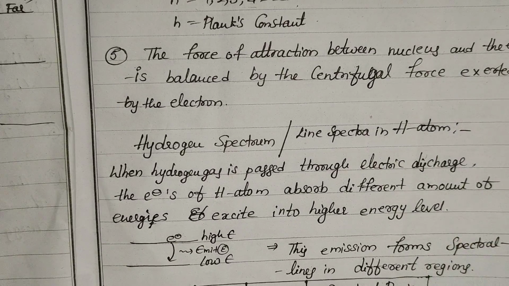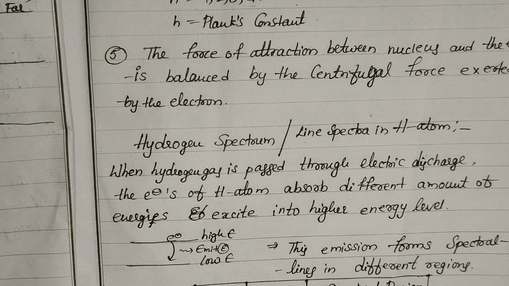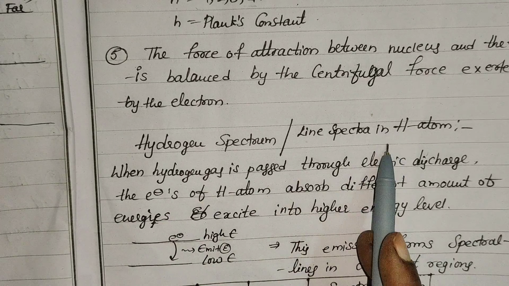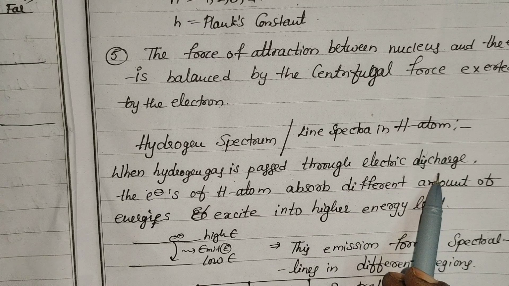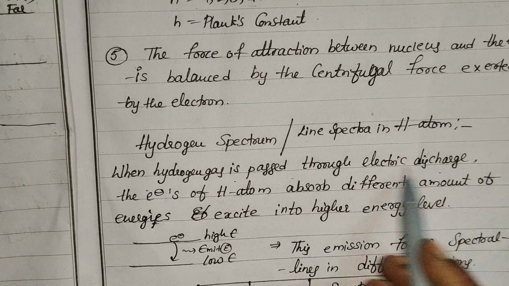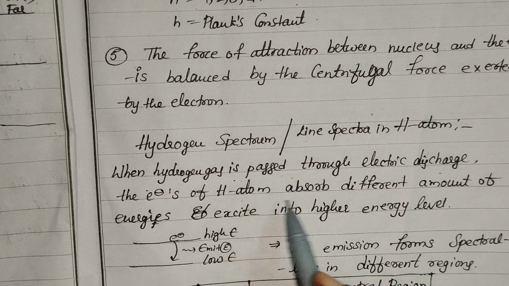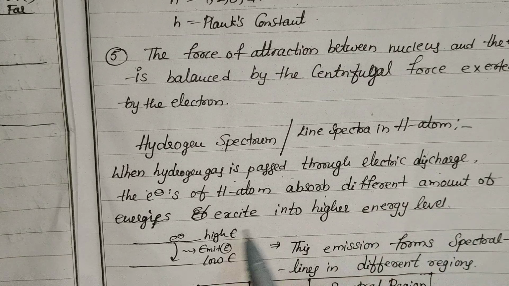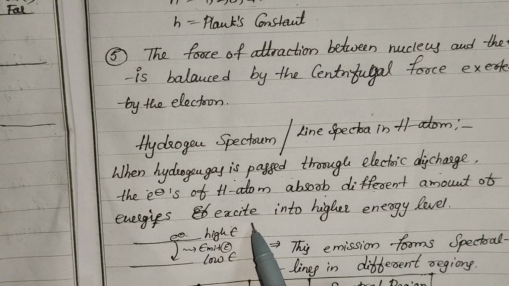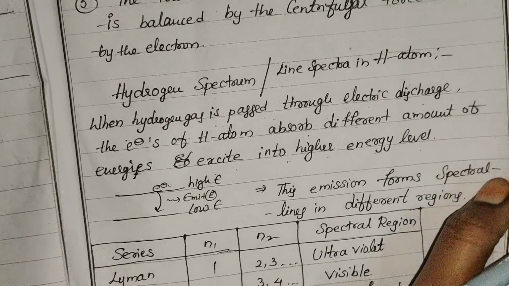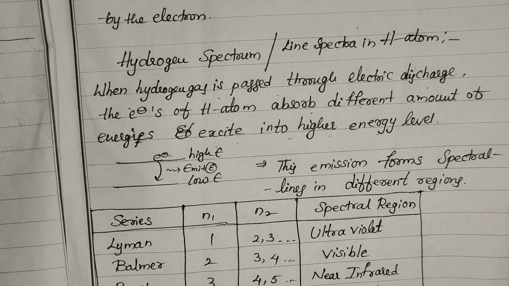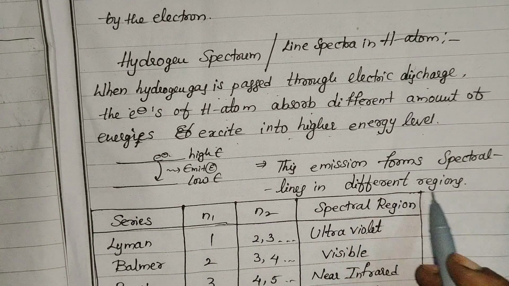Next, the hydrogen spectrum, nothing but the line spectra of an atom. Which atom? Hydrogen atom. When hydrogen gas is passed through an electric discharge tube, the atoms absorb different amounts of energy and are excited into higher energy levels. Okay, so at that time, look at this, beta, these emissions of spectral lines are there.